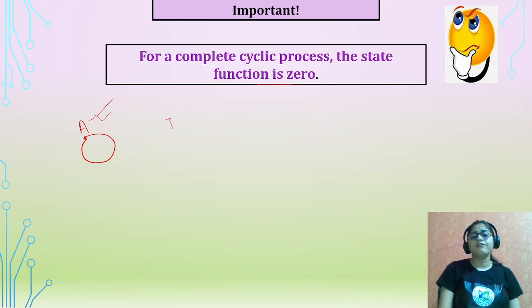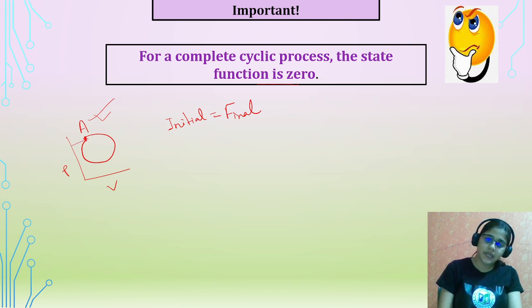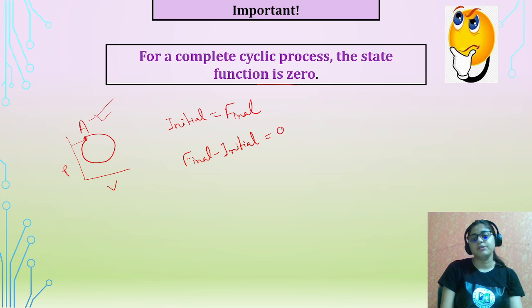So the initial and final are the same here. All the properties of the initial state will be the same for the final also. Let's say it is a graph of P and V. At this point, the P and V values are the same, right? So here the change of a state function will be final minus initial, right? For every state function, it will be 0.